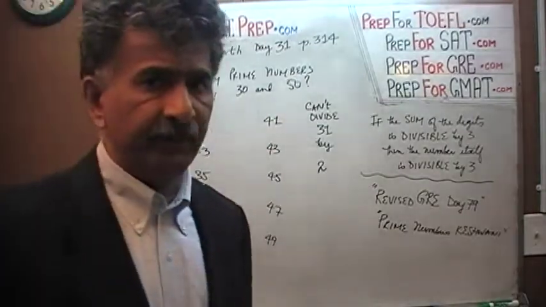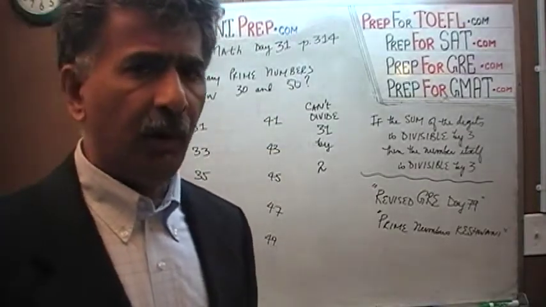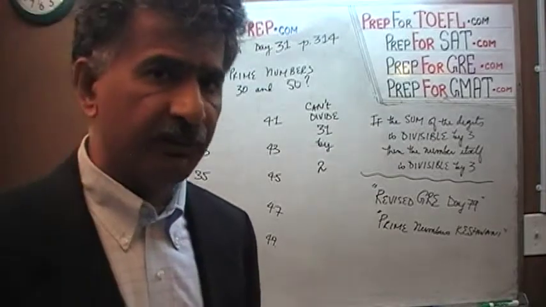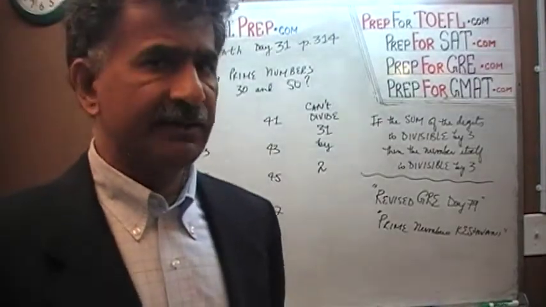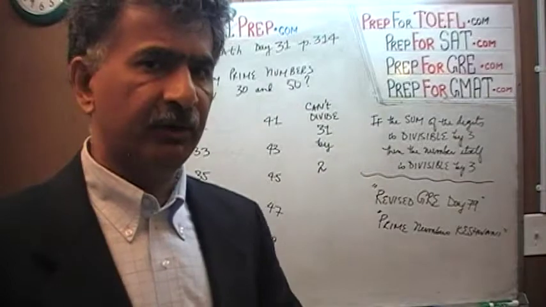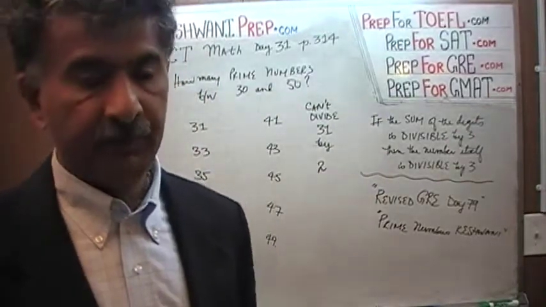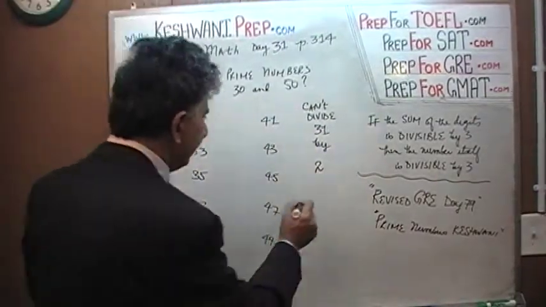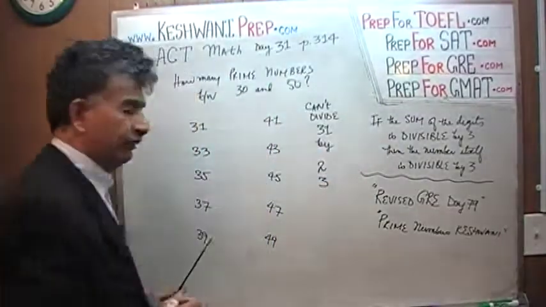In other words, we're trying to figure out if 31 is a prime number or not. And how do we figure out if a given number is a prime number? It's very simple. You start dividing that number by all the prime numbers beginning with 2, if it's an even number. The next prime number is 3. Is 31 divisible by 3?